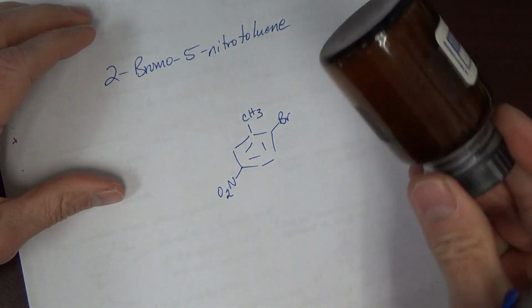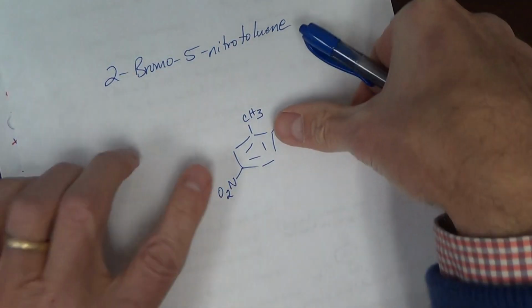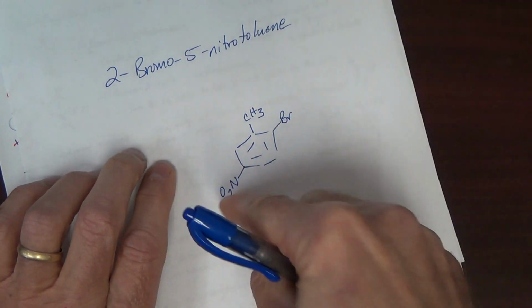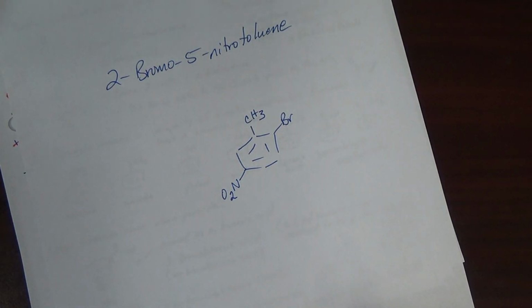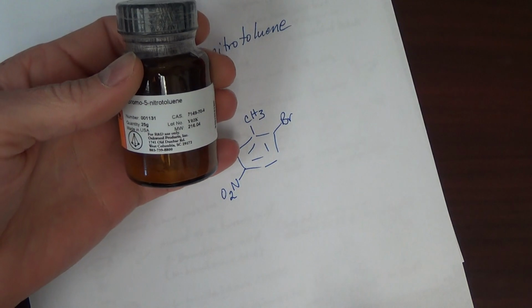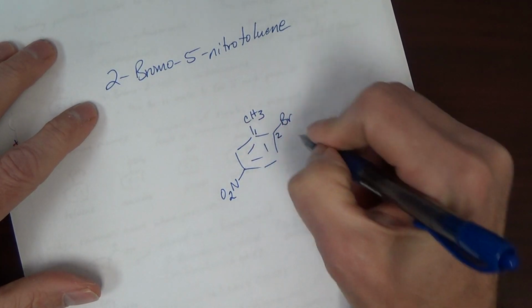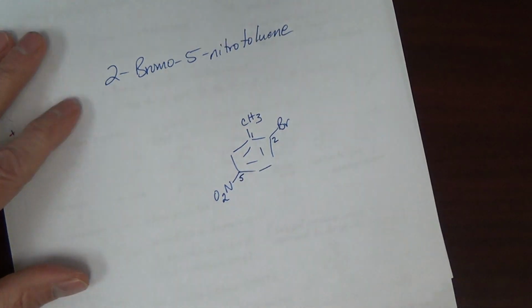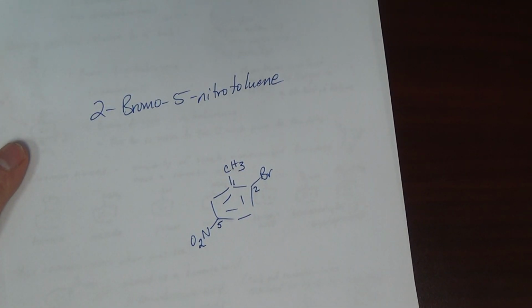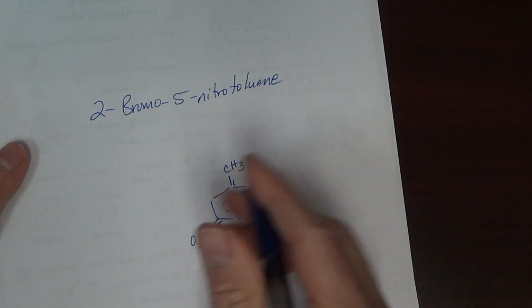It's a solid. Toluene's a liquid, but with these 2 other substituents, it is a solid. This is 1, toluene, that's 2, 3, 4, 5. Pretty straightforward.